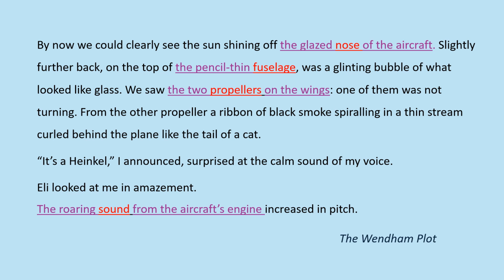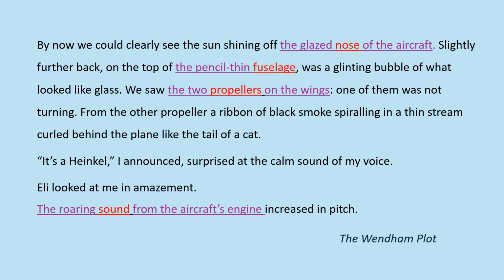So here's an example within a paragraph, and I've only just pulled out a few of the expanded noun phrases here, and they're used as functional to give information to help the reader create a picture in their mind of an object that might be unfamiliar. So by now we could see the sun shining off the glazed nose of the aircraft. Slightly further back on top of the pencil-thin fuselage was a glinting bubble of what looked like glass.